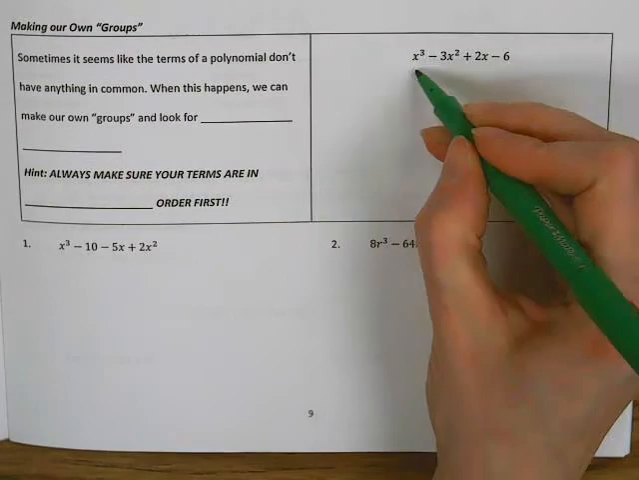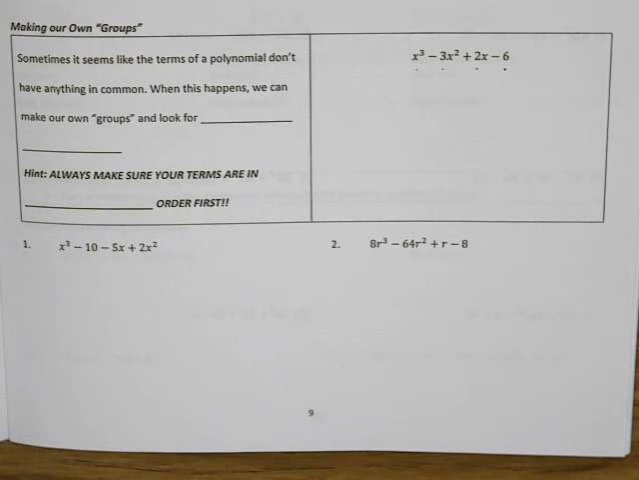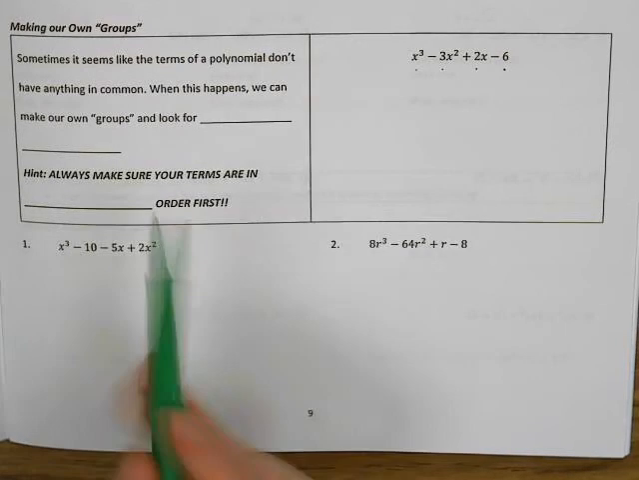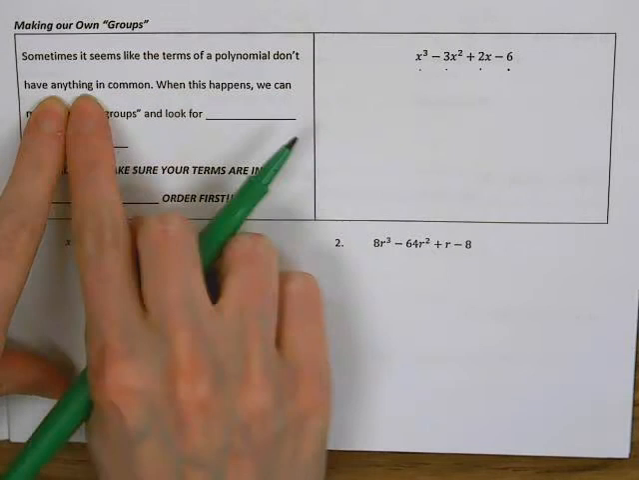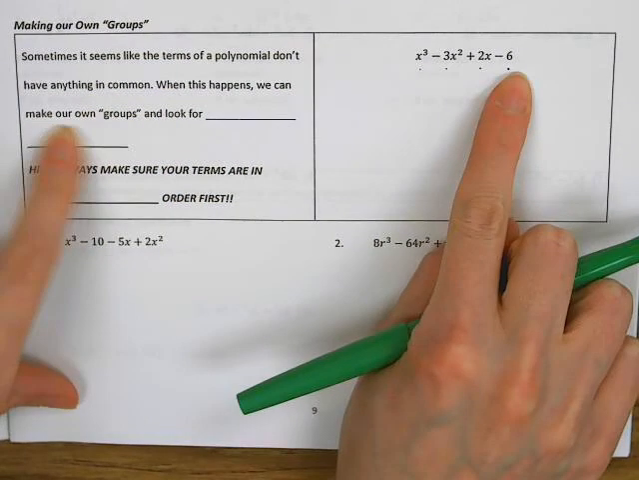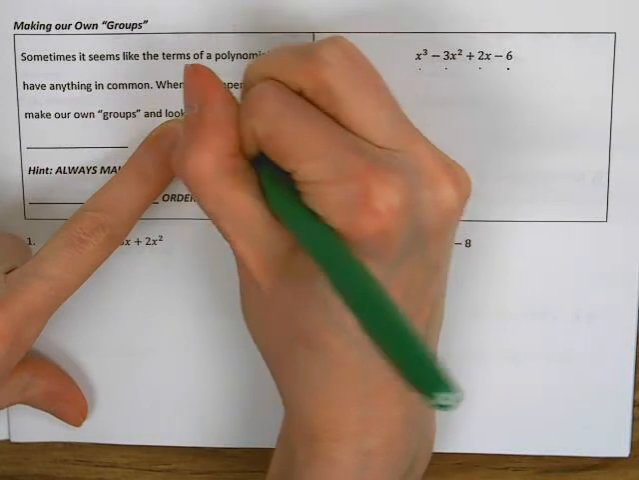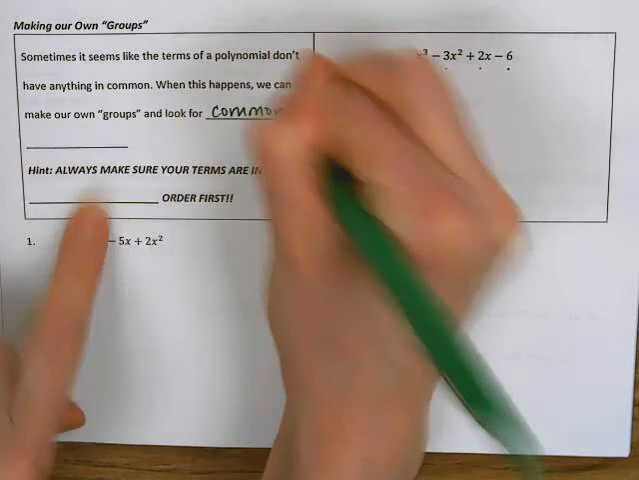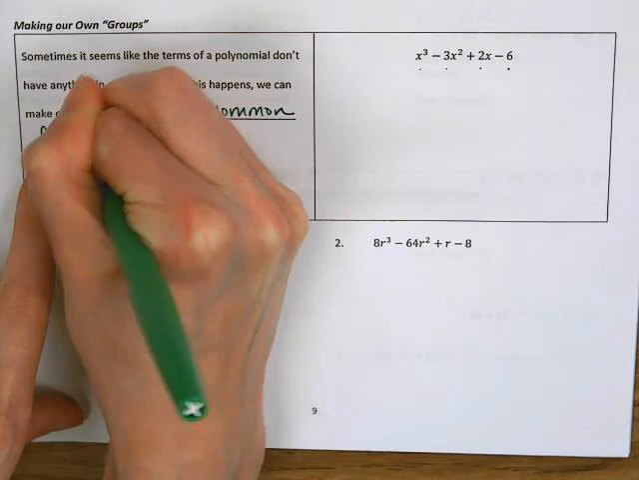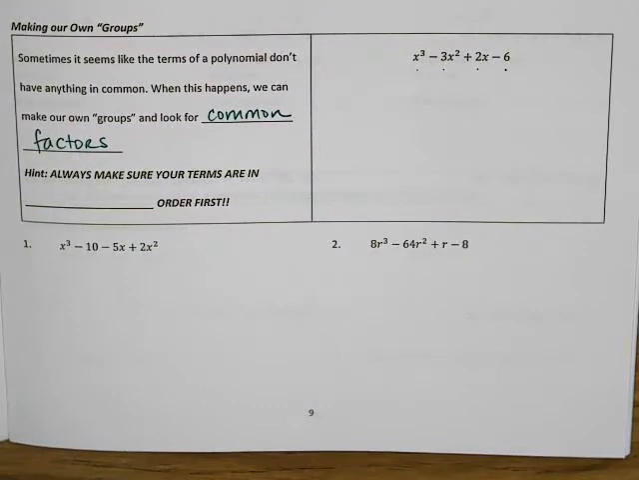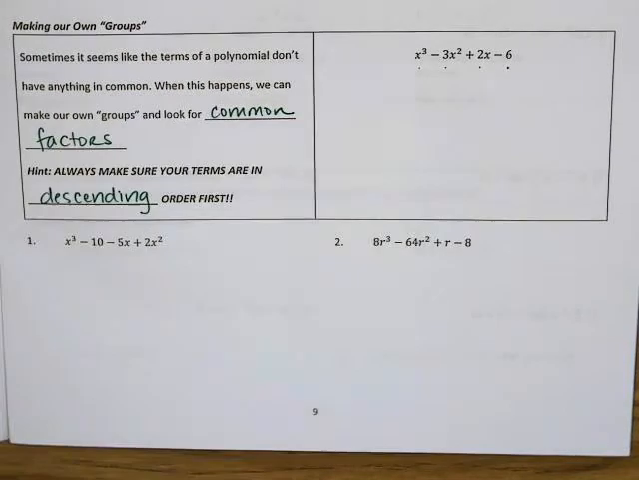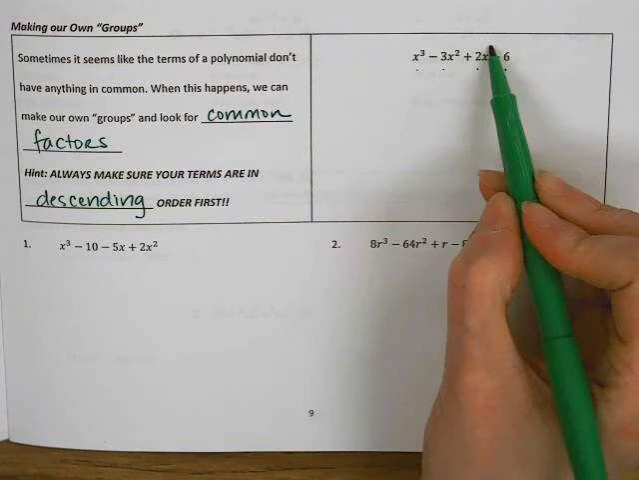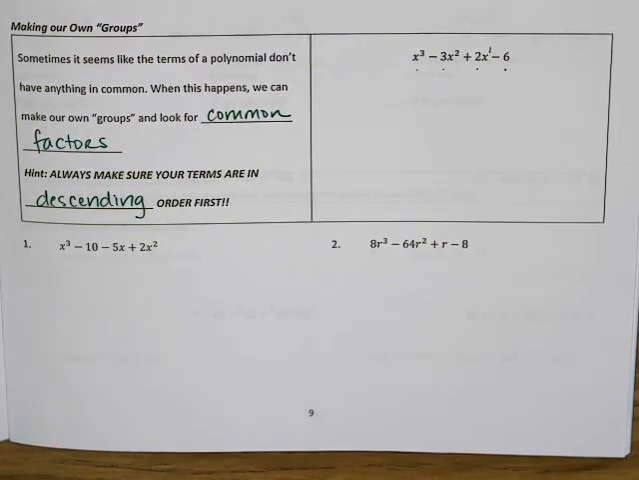When you are given 1, 2, 3, 4 terms, you need to make your own groups and then do this factoring by grouping. Sometimes it seems like the terms don't have anything in common. When this happens, we make our own groups and look for common factors. Hint, always make sure that your terms are in descending order first. So 3, 2, 1, 0. This one's already in descending order.